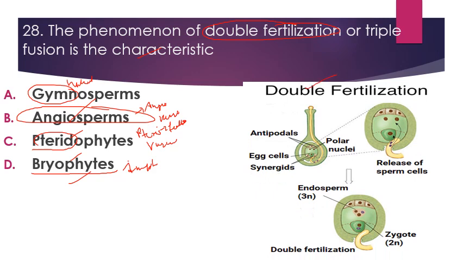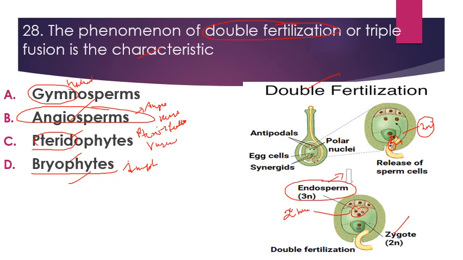First, the double fertilization. The pollen tube formed from the germination of the pollen grain contains two male gametes. Out of these two male gametes, the first one fuses with the egg and gives rise to the diploid zygote. And the second male gamete fuses with the polar nuclei or secondary nucleus and gives rise to the triploid endosperm.